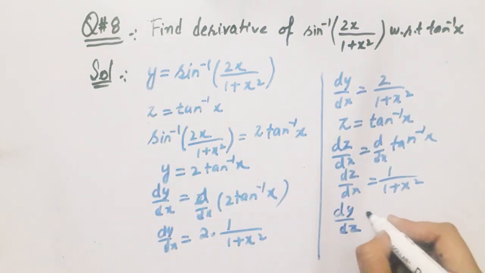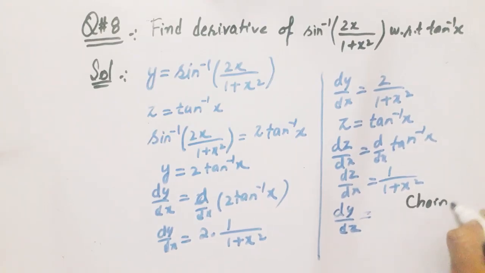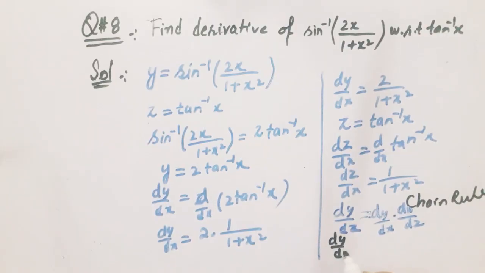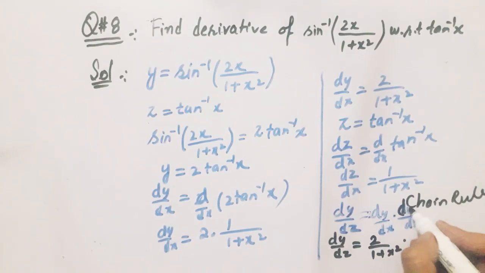So dy by dz is equal to, here we use the chain rule. By chain rule, dy by dz is equal to dy by dx times dx by dz. So dy by dx is equal to 2 over 1 plus x square, and then take the reciprocal of this because this is dx by dz. So 1 plus x square. 1 plus x square is cancelled out and your answer is 2. I hope you understand the question. Now we will solve question number 9.